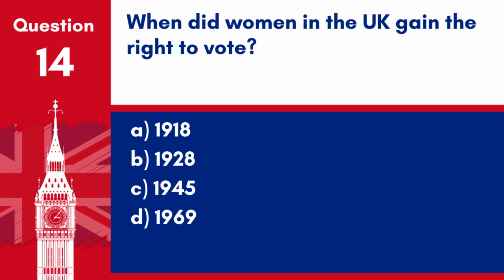Question 14. When did women in the UK gain the right to vote? A. 1918. B. 1928. C. 1945. D. 1969. Answer: A. 1918. Women in the UK gained the right to vote in 1918, although initially it was limited to women over the age of 30 who met certain property qualifications. The right was extended to all women over the age of 21 in 1928.